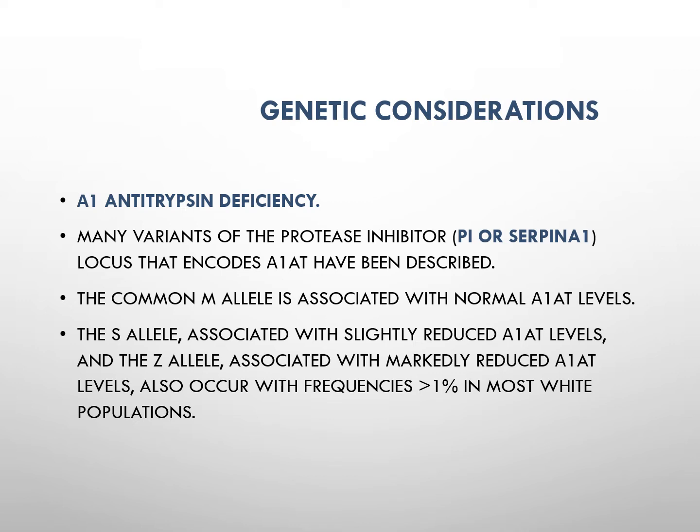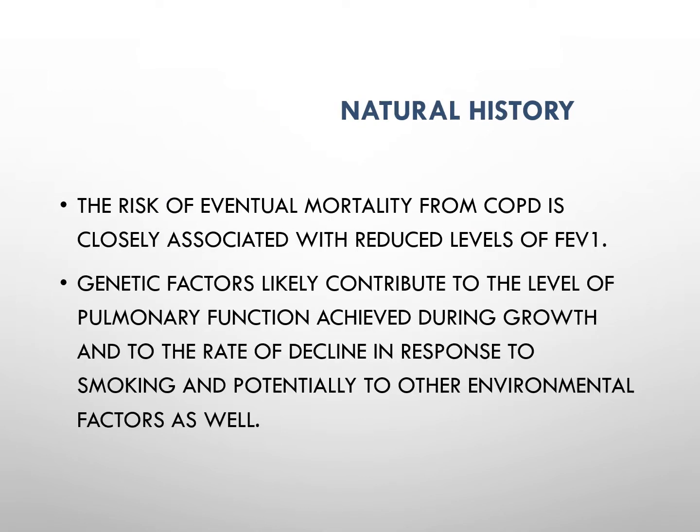From genetic considerations, we have alpha-1 antitrypsin deficiency. Many variants of the protease inhibitor, PI or SERPINA1, locus that encodes alpha-1 antitrypsin have been described. The common allele is associated with normal alpha-1 antitrypsin levels. The S allele is associated with slightly reduced alpha-1 antitrypsin levels, and the Z allele is associated with markedly reduced alpha-1 antitrypsin levels. These also occur with frequencies of more than 1% in most white populations. The risk of eventual mortality from COPD is closely associated with reduced levels of FEV1.